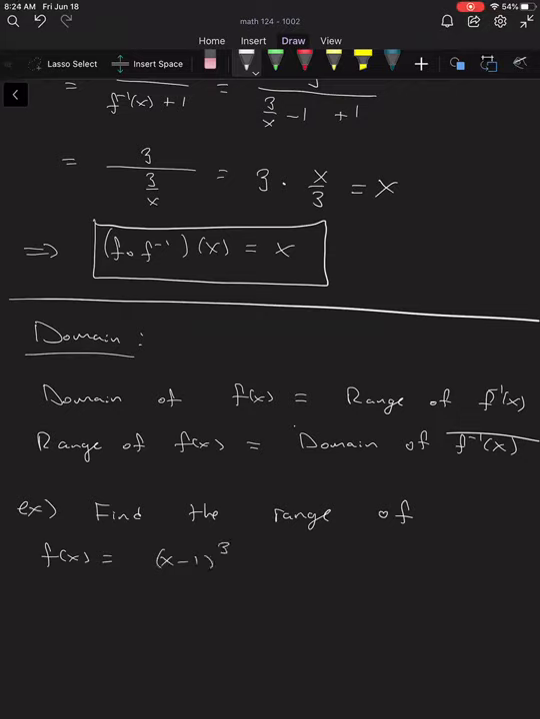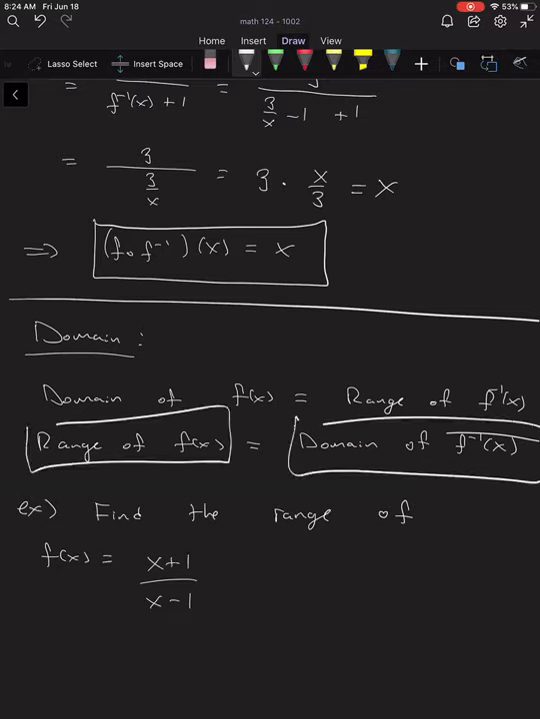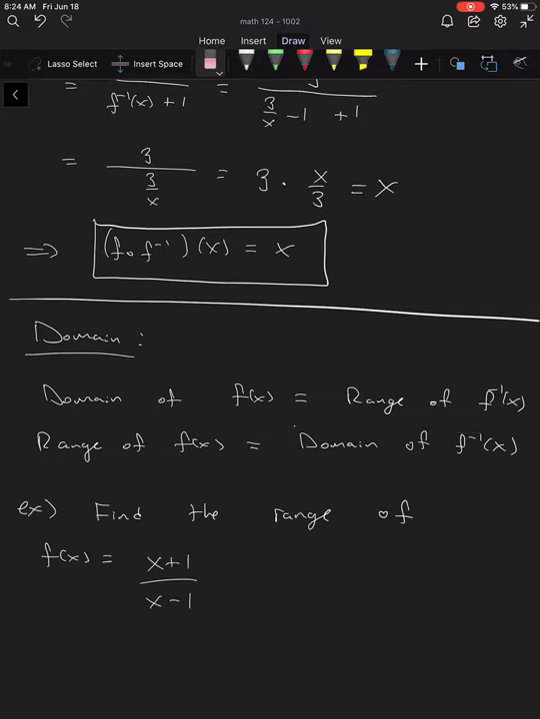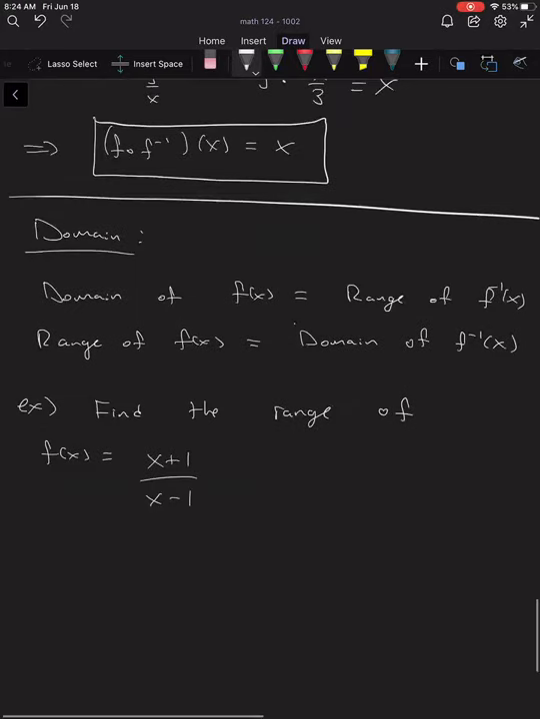All right, let's see, how can we do one of these? How about x plus 1 over x minus 1? So let's find the range of this. Again, we don't really know how to find the range, but we can use this property up here where we know the range of f of x is the domain of f inverse of x. So all we really need to do is find f inverse of x and then find the domain of it.